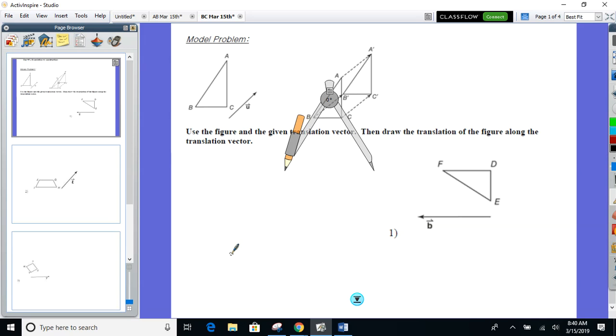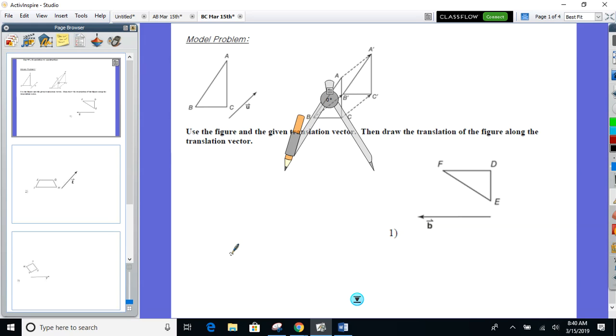How to translate using your compass and a straight edge. You'll have a figure to translate, and you'll have a vector. The vector is the most important thing. Let's just quickly review from yesterday what a vector shows us. Two things. It's going to show us the direction we're going to slide.